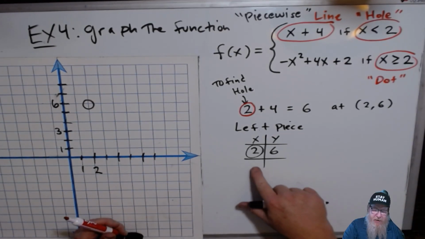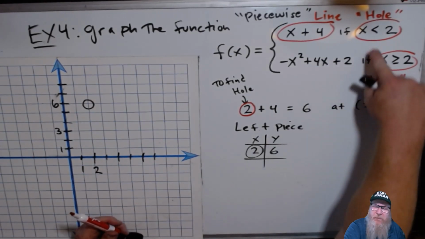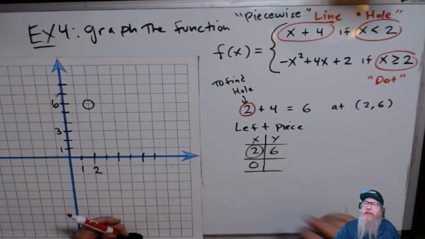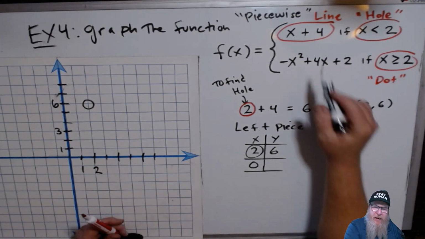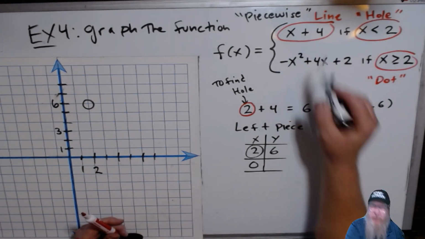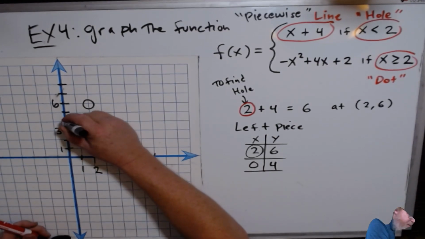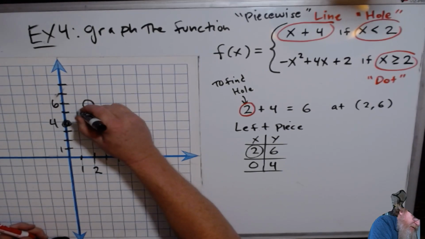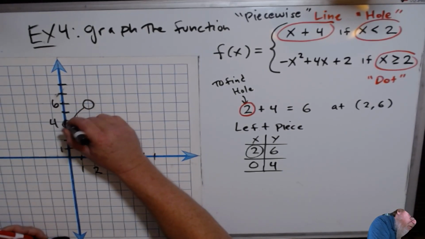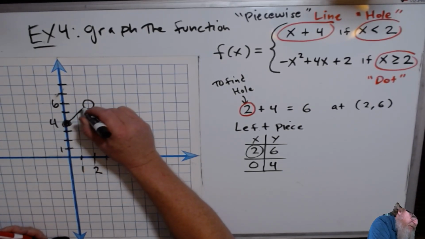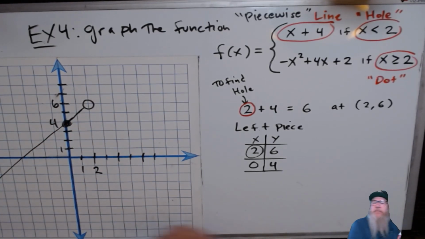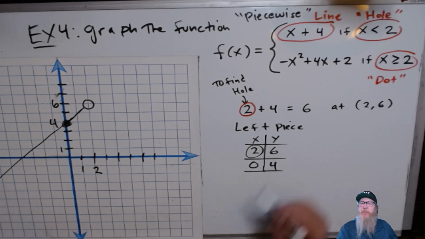All right. Now I'm going to plug in a point less than 2 because it says x is less than 2. So let's go with 0. You only need 2 points. I can do this with mental math. 0 plus 4 is 4. That is a solid point because it's to the left of the hole. So this is what your graph looks like. It goes right off the screen like that. That's the left piece. That's the line.